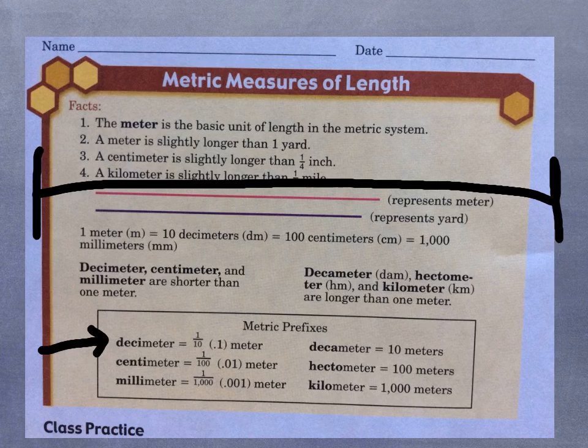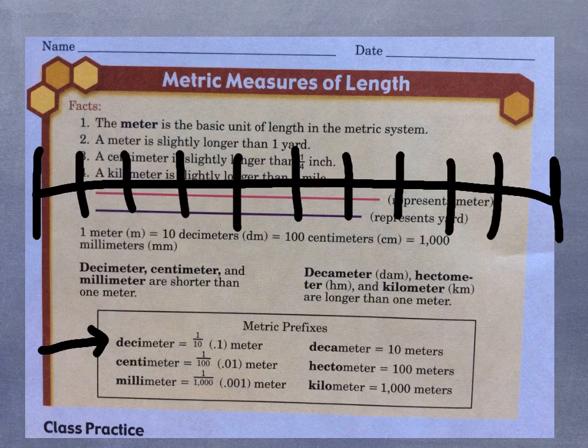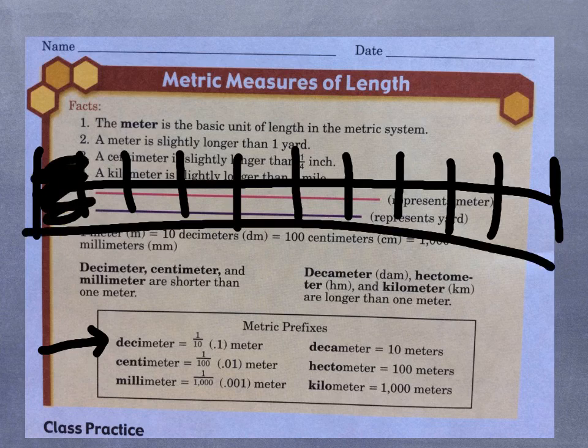So what that means is, if you were to divide this into 10 parts, I'm going to try to do that right here. 1, 2, 3, 4, 5, 6, 7, 8, 9, 10. So there's 10 parts. A decimeter would be one part right here. This would be your decimeter. If this whole thing was a meter, a decimeter would be 1/10 of it. And if you had 10 decimeters, then you'd have a meter.